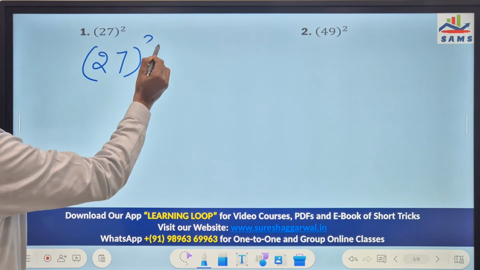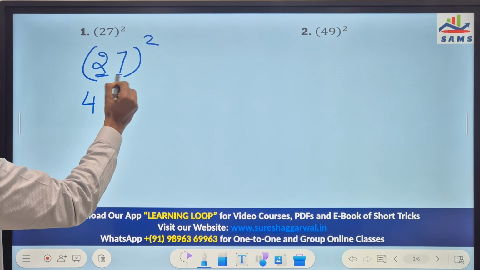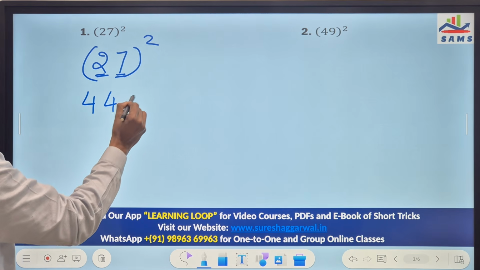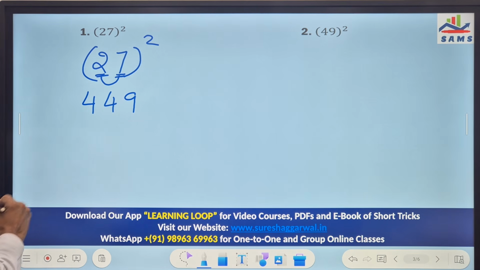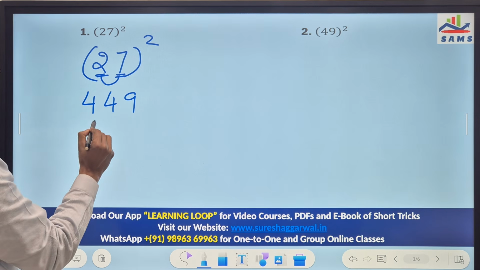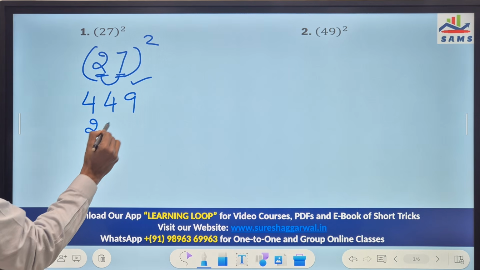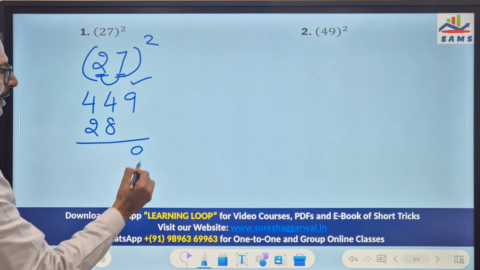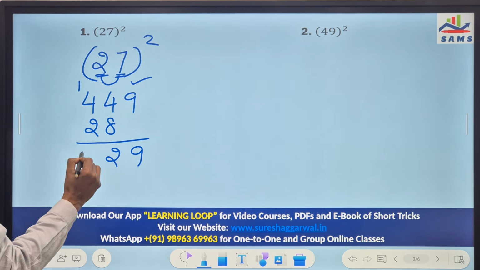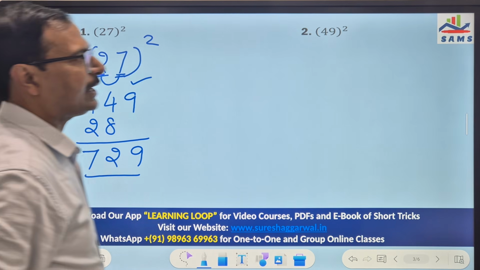27 square, 2 square 4, 7 square, 2-digit number, 49. 2 times 7 is 14, and double of 14 is 28. Leave one digit and write 28 like this. So 9, 12 means 2, 1 carry, and then the 7 gets 729.